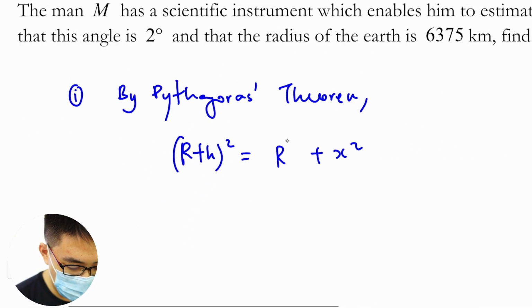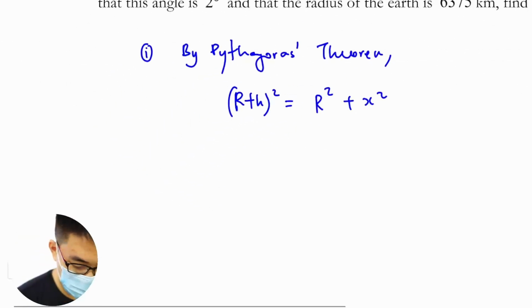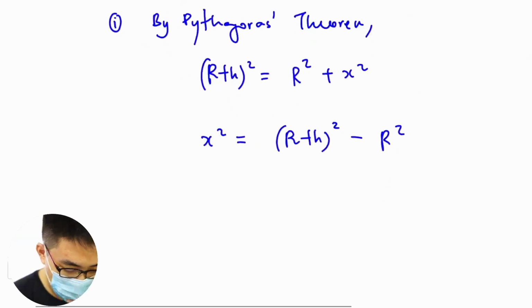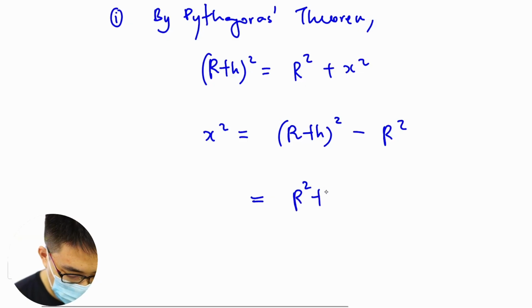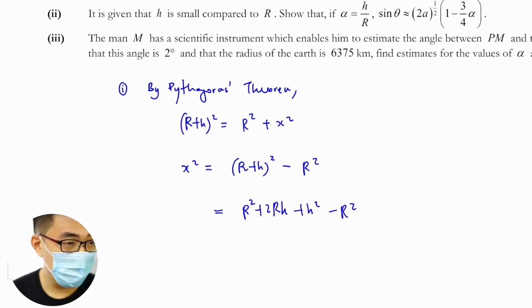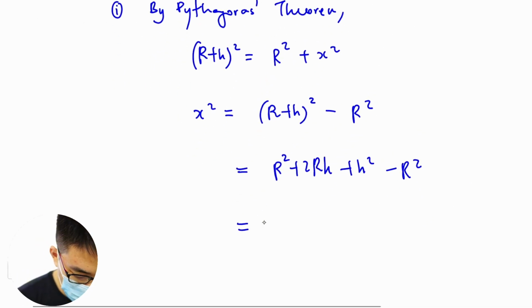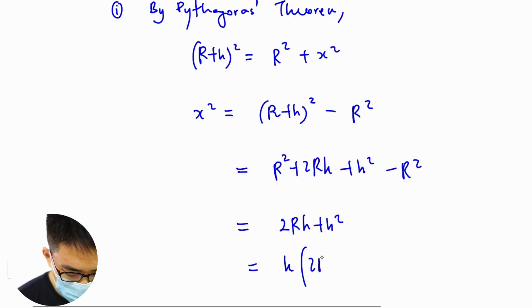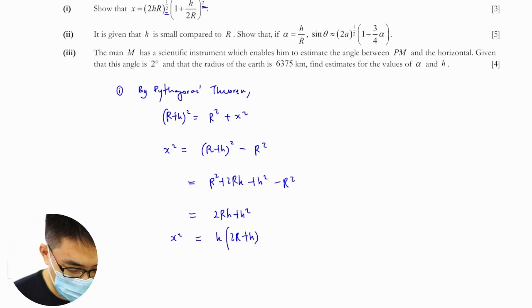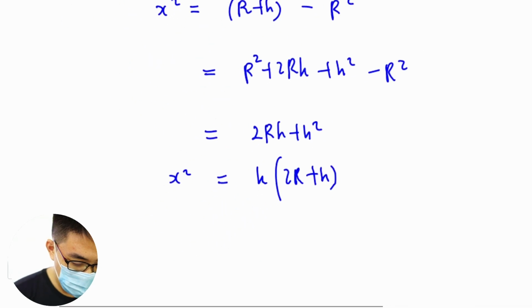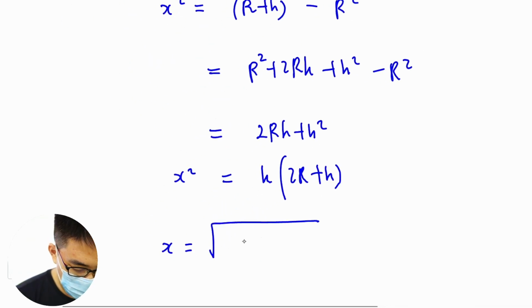That's about it. Then what do I need? We need to make x the subject. There's a square root there, so once done, you just expand this. So 2rh seems quite promising. You can actually factorize it. This is x square. Okay, looks quite promising. So x equals the square root.